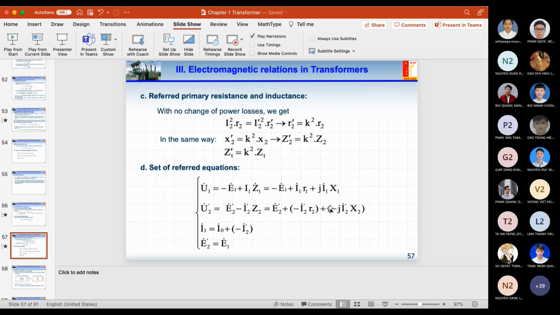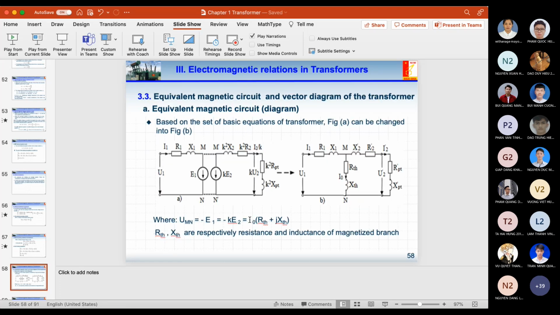Keep in mind these equations. From these equations we can build the equivalent magnetic circuit for them also. And thanks to this you can imagine, if you want, based on this figure, to write the voltage balance equation and also the current balance equation, it is very easy.